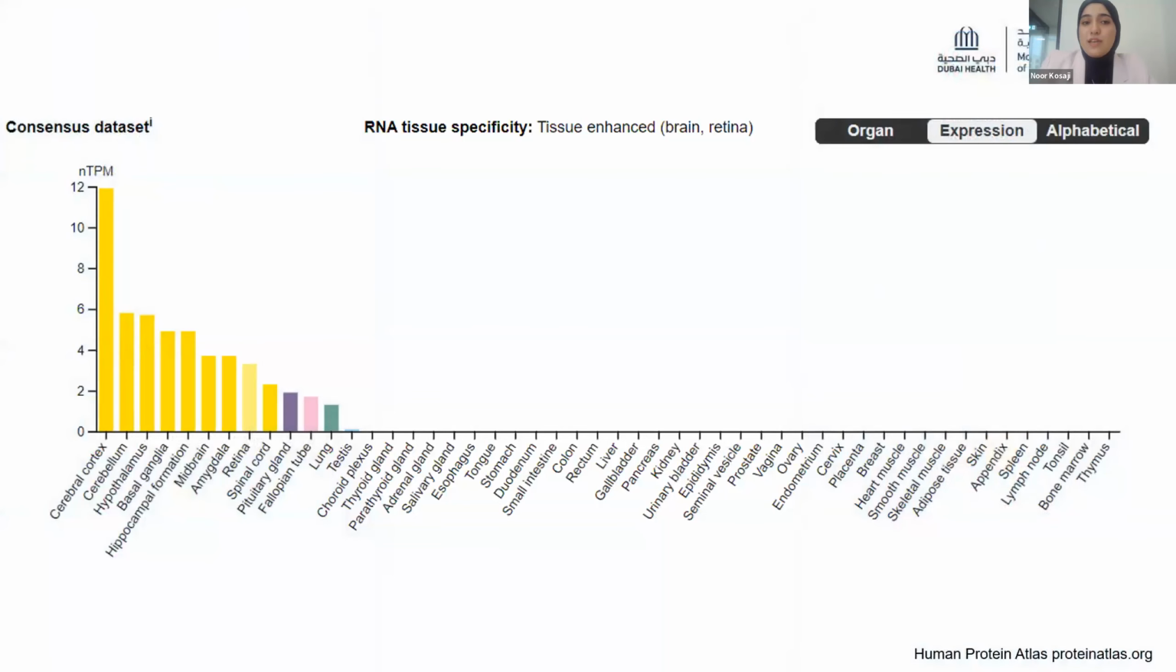So looking at the Human Protein Atlas, we're checking the RNA tissue specificity across different organs or tissues within the human body. And you'll see that the SCN1A gene is highly expressed in several structures, such as the cerebral cortex, the cerebellum, the hypothalamus, the basal ganglia, amongst others. But interestingly, it's also expressed in the retina, spinal cord, pituitary glands, fallopian tubes, as well as lungs, which gives us an insight or hints at a correlation between these tissues.